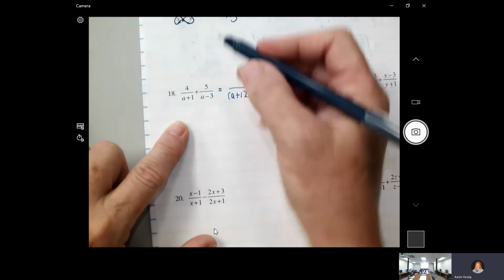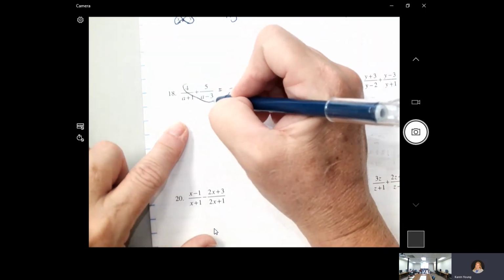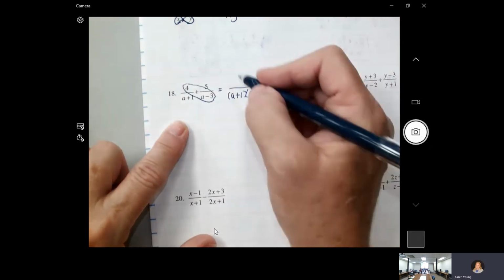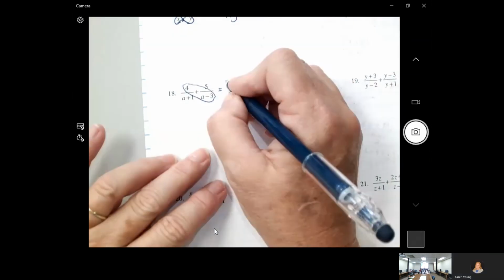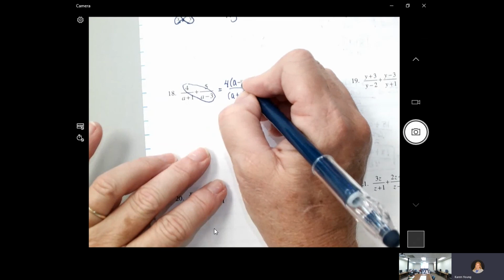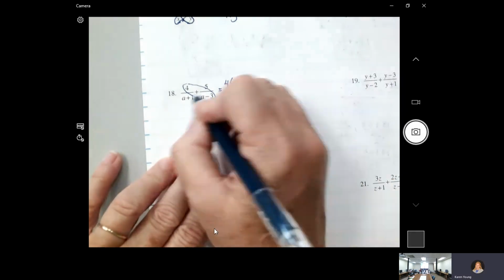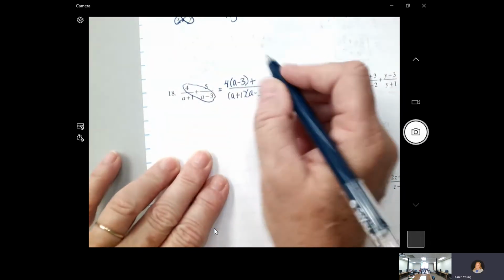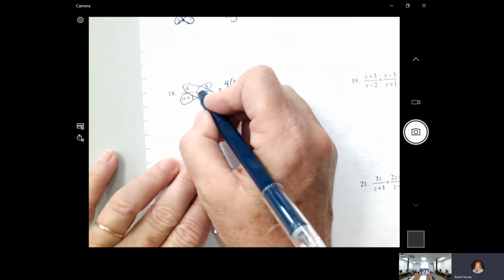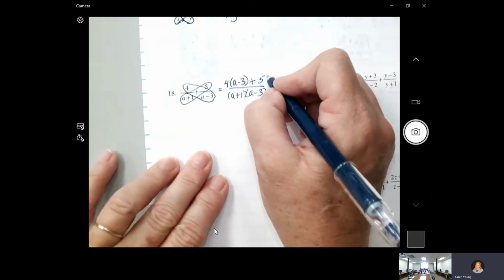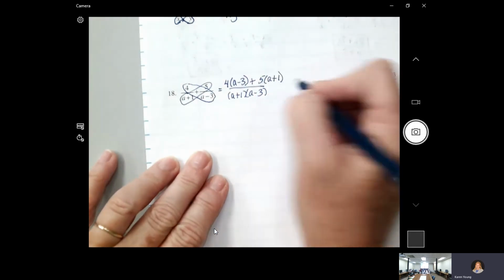So I'm going to do 4 times the a minus 3, 4 in parentheses, a minus 3. And then I'm going to do plus a plus 1 times the 5. I'm still going to write the 5 first, though. The 5 times the a plus 1.